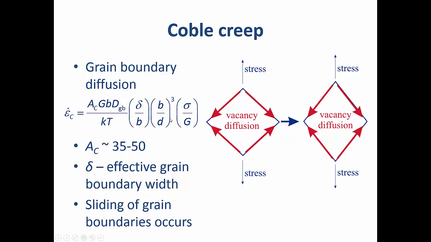And the constants in these ratios, b over d is now raised to the power of 3, and sigma over G is still raised to the power of 1. And overall, you've got sliding of the grain boundaries as the grains elongate under this applied stress through this vacancy diffusion mechanism.